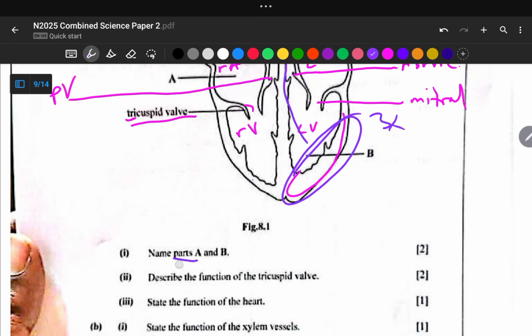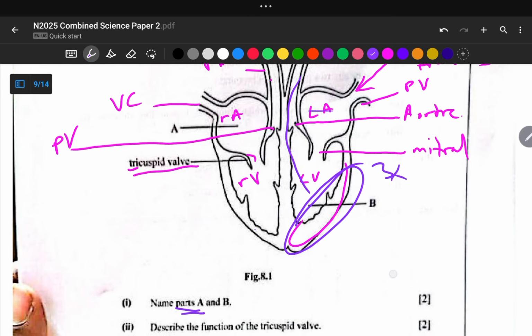Name the parts labeled A. So we said A is the right atrium, right? And then name the part labeled B. B is the left ventricle. As simple as that. And it is awarded 2 marks.